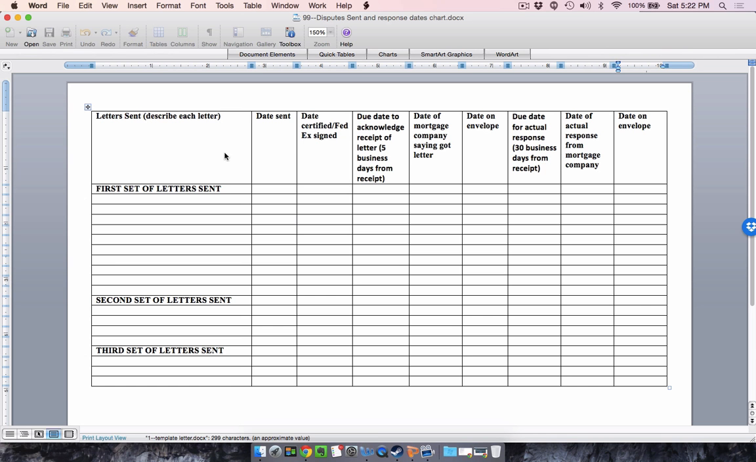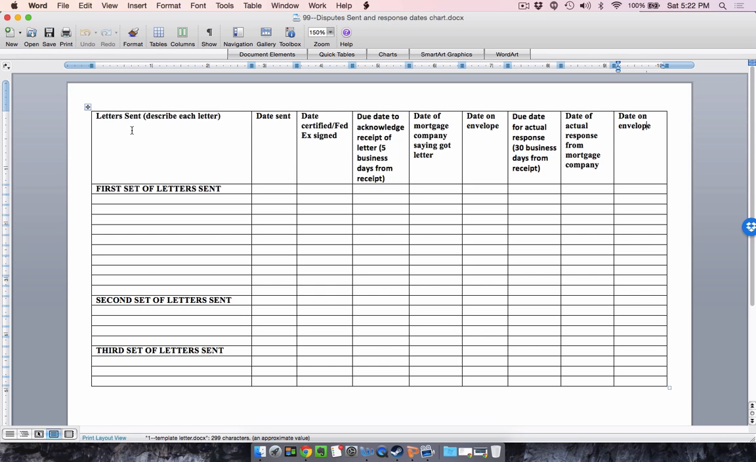Okay, I believe the last document we have is this little chart. Now, I did this in Word because a lot of people are not overly familiar with Excel, and frankly, sometimes the Excel spreadsheet confuses me. So this is very simple for me. You obviously can put this in an Excel spreadsheet if you're more comfortable with a spreadsheet. It's just a very simple chart.